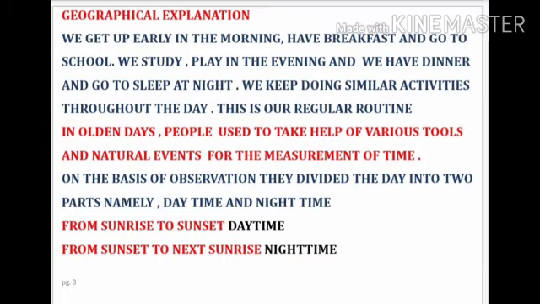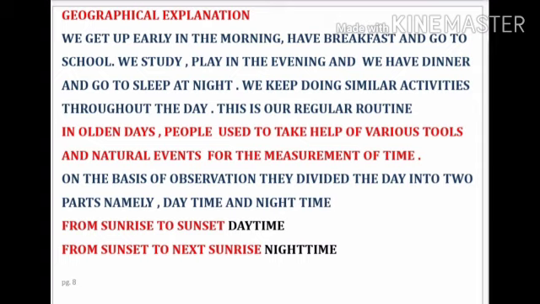Geographical explanation. We get up early in the morning, have breakfast. We go to school and we study in the afternoon. Play in the evening and we have dinner and go to sleep at night. We keep doing similar activities throughout the day. This is our regular routine.